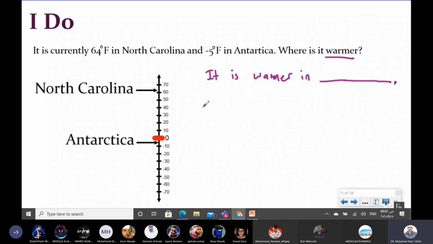All right. And we talked about our temperature and our number line. The further you move up the number line, the warmer it is, and the further you move down the number line, the colder it is, right? So North Carolina is above 0 and Antarctica is below 0, which means North Carolina is further up the number line. So we're going to say it is warmer in North Carolina. I'm just going to put NC for that. So again, thinking about how temperature works, if you are further up, you're warmer. If you're further down, you're colder.